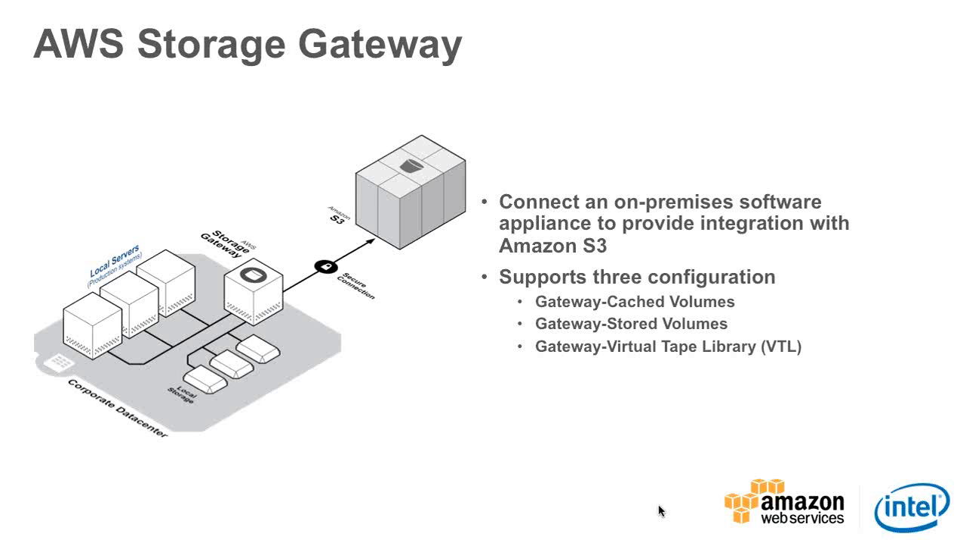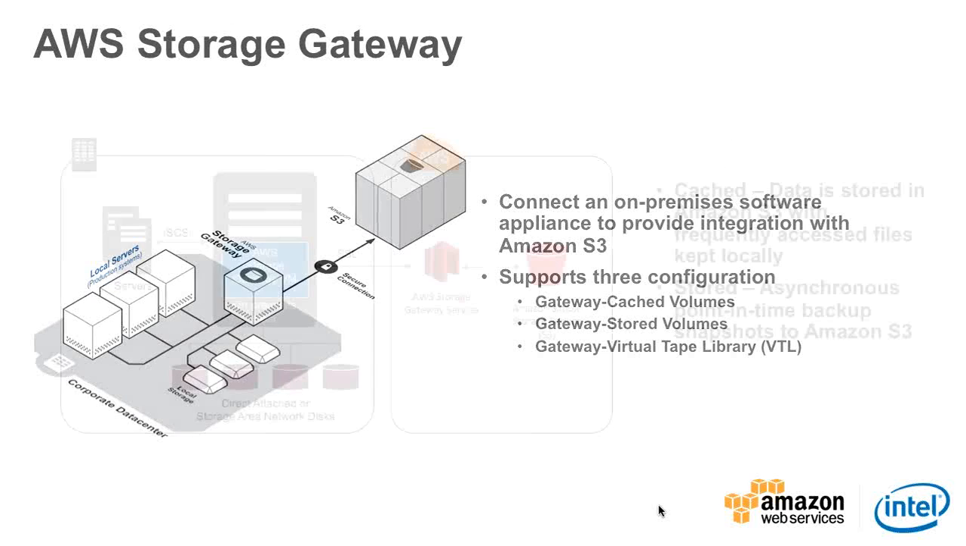Now, the AWS Storage Gateway supports 3 different configurations. The first one is gateway cached volumes, the second is gateway stored volumes, and we also support the Gateway Virtual Tape Library, sometimes also referred to as VTL. Let's have a closer look at this.